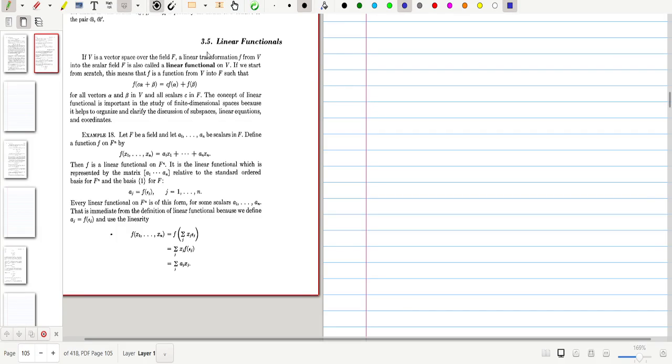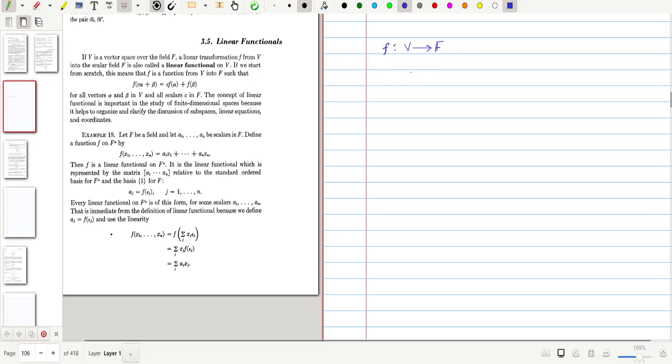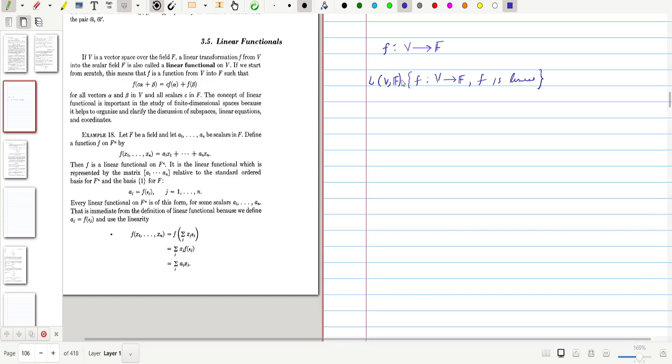Today we discuss section 3.5, linear functionals. A linear functional is nothing but a linear transformation f from V to F. Since F itself is a vector space, you can consider the set of all linear transformations f from V to F, that is, f is linear. This set can be represented by L(V, F). So this is the notation for the set of all linear functionals.